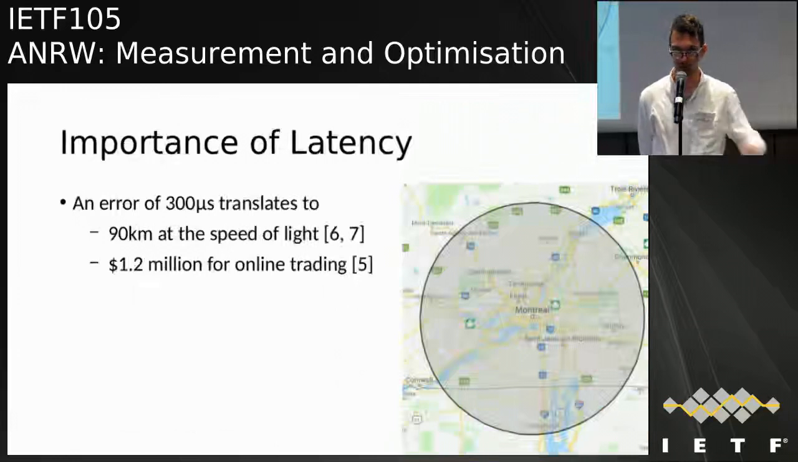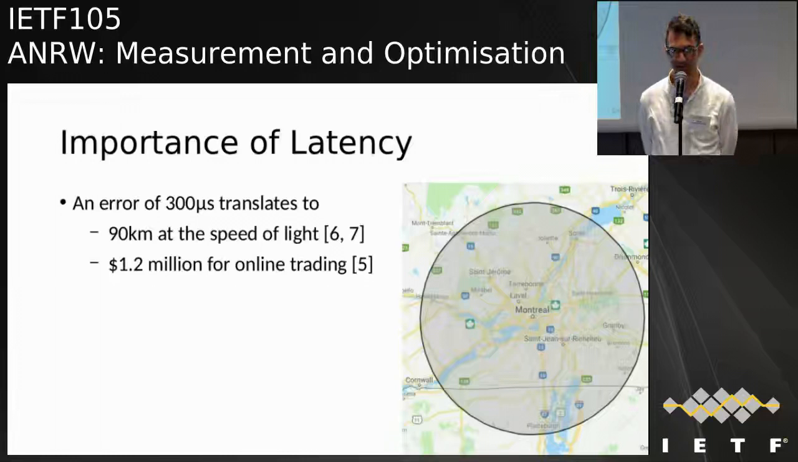So just to give an illustration of latency, this number, 300 microseconds, probably doesn't mean a whole lot, but the speed of light is in a roughly 90 kilometer air radius. So if you're off by 300 microseconds, you're off by about 90 kilometers. And I've drawn a circle around Montreal, so it reaches down into the United States and several other cities and towns around Montreal and Canada.